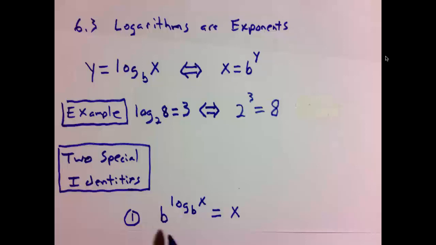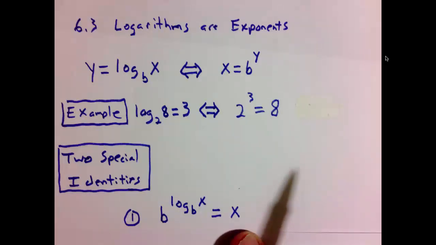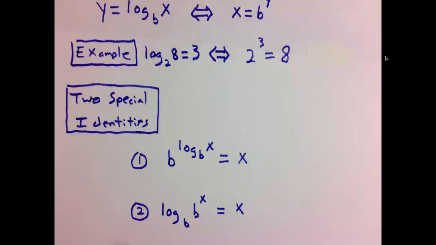Alright, two special identities. Number one, if we have some number b, a base, and it is written as a log to the same base of some value x, then simply these two will cancel each other out and leave the x. It's much like how the square root would cancel a square. In essence, these functions are inverses of each other. Similarly, log base b of b to the x, again, the log base b and this b will cancel each other out and leave only x here. Let's look at a couple of concrete examples of this.